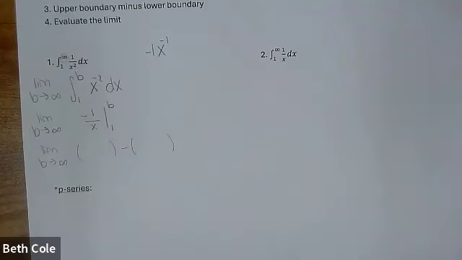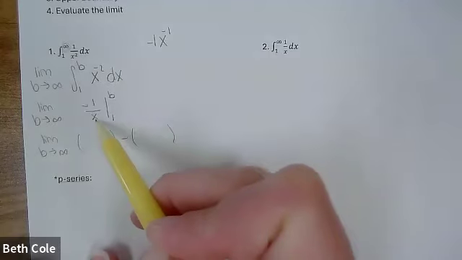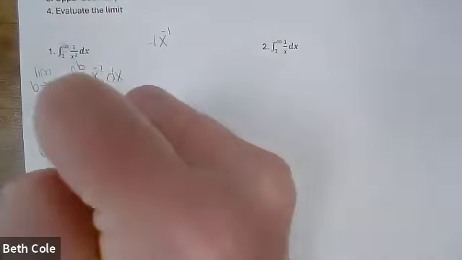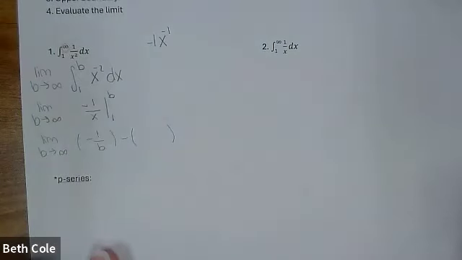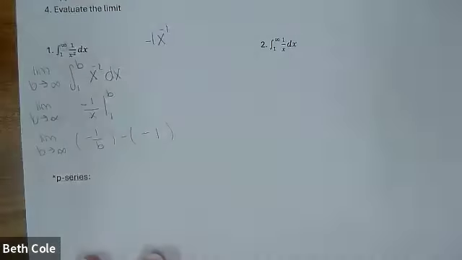Set it up blank. I'm a big fan of setting it up blank, and then you just go back and fill it in. So when you plug in b, you're basically rewriting it, except instead of -1 over x, it's -1 over b. You're going to do a lot of recopying with this topic. And if you plug in 1, you're going to just get -1. Now you evaluate the limit.